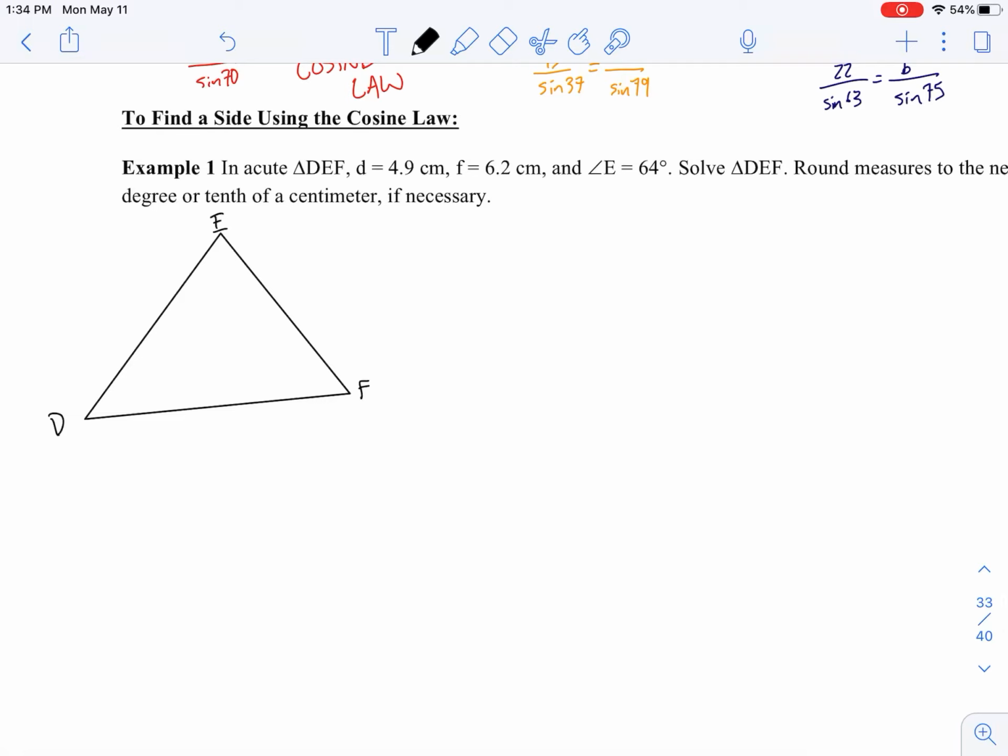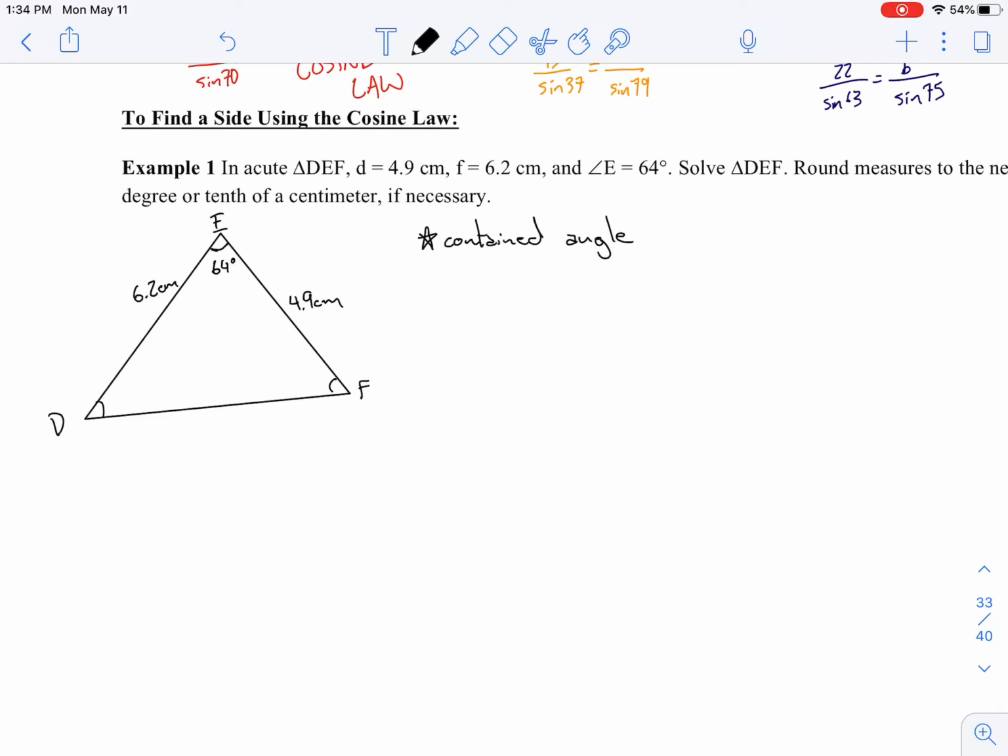And we're going to say a side length D, so across from angle D is 4.9 centimeters. Side length F, so across from angle F over here is 6.2 centimeters. And then angle E, so this angle here is 64 degrees. So this is what we call a contained angle. Hence that angle that we know is sandwiched in between two sides that we know. Both sides adjacent to the known angle are known sides.